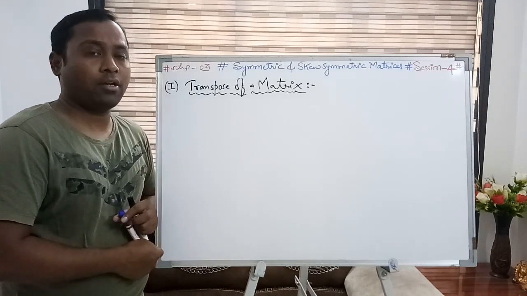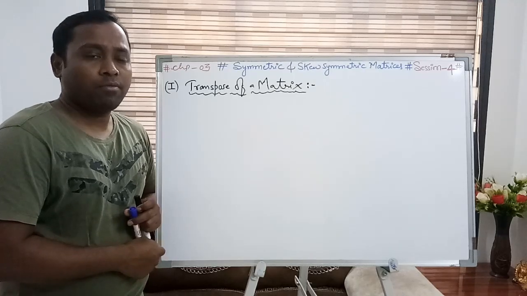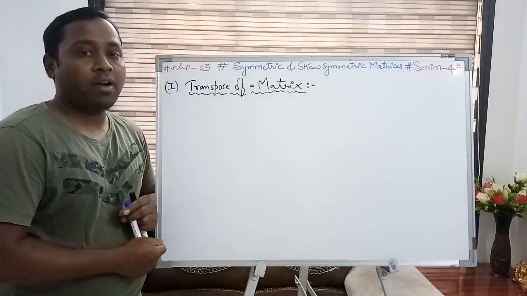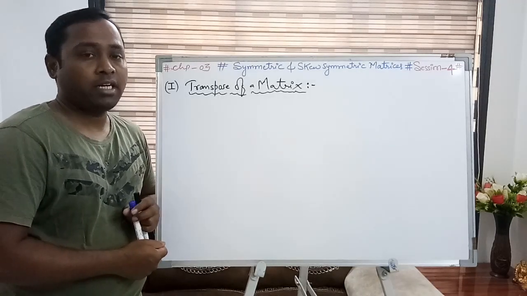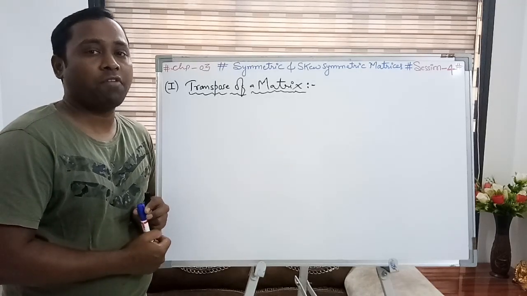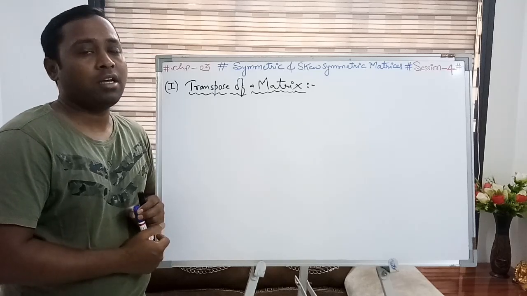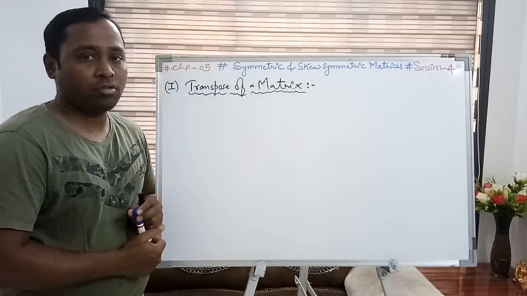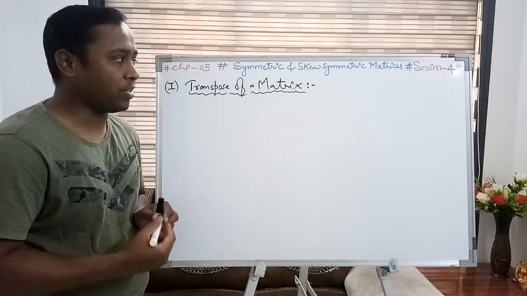Based on that we are going to prove 4 to 5 theorems, 4 to 5 standard results. Thereafter we'll discuss 4 to 5 sums to understand the entire concept. Fine. So let's have a discussion on the transpose of a matrix first.